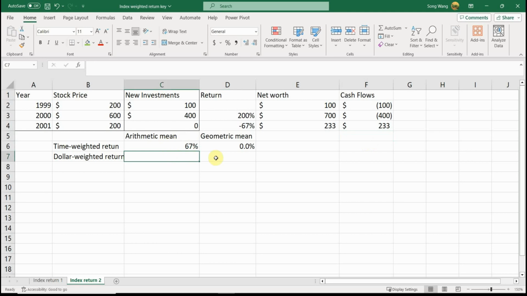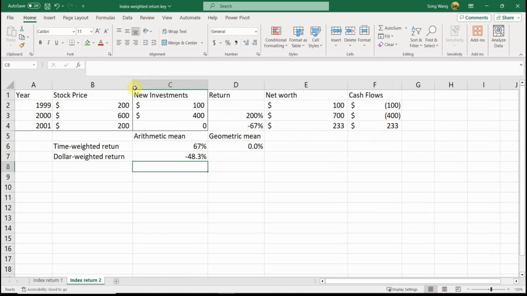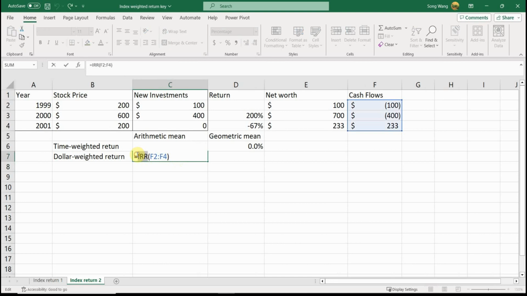And how do you get to the return? You're going to use IRR, including all of this, so that's a negative 48%. It is pretty bad. You start with negative 100, then you invest another 400, and then you end up with 233. So your total return is actually negative 48.3. And the formula you use is called IRR. It's called internal rate of return, based on the cash flows generated from this investment story. And that basically will give you 0 net present value for your investment.